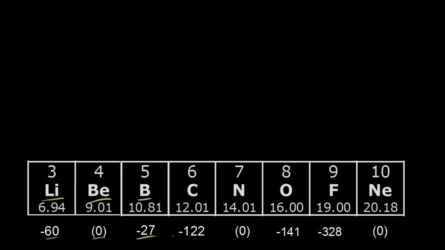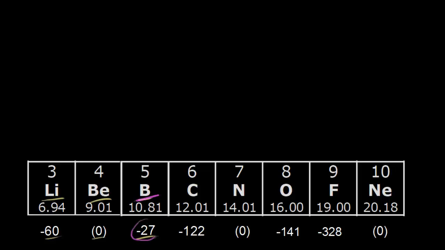And in terms of a group trend, some textbooks will tell you there's a modest group trend. Some textbooks will tell you there is no group trend. At any rate, there is more of a clear trend going across a period, and so that's the one that we're going to look at instead. And so if we analyze some of these numbers, we'll start with boron here.